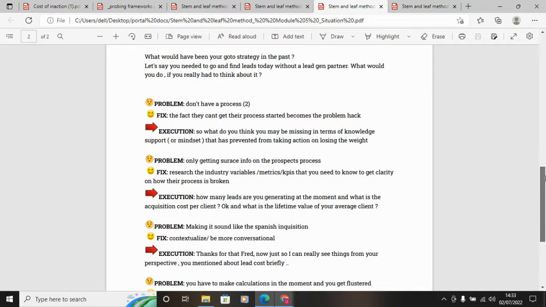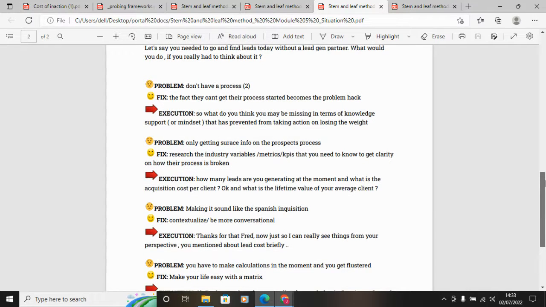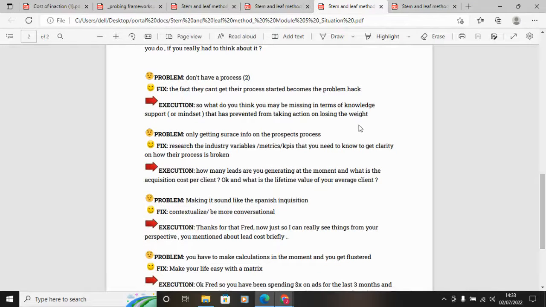So they don't have a process. The fact that they don't have a process is often the problem they're on the call for. And so there's a bit of a hack here, a great question that I've heard bandied about. What do you think you may be missing in terms of knowledge, support, or even mindset, if that's applicable to your offer, that's prevented you from taking action on, say, losing the weight? And then the very fact that they haven't got a process, you can just probe it straight away.